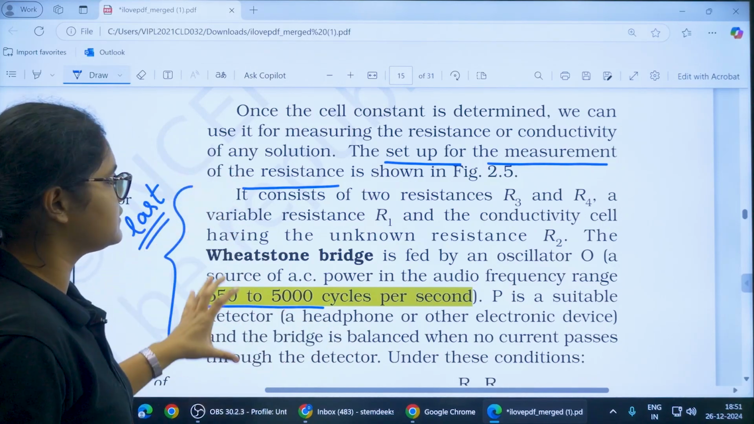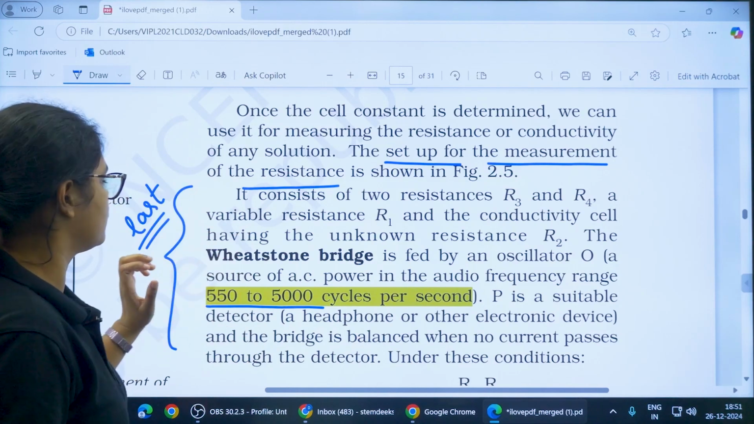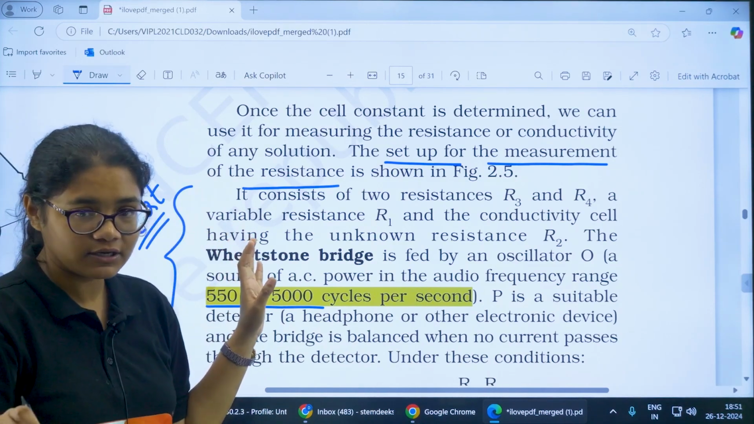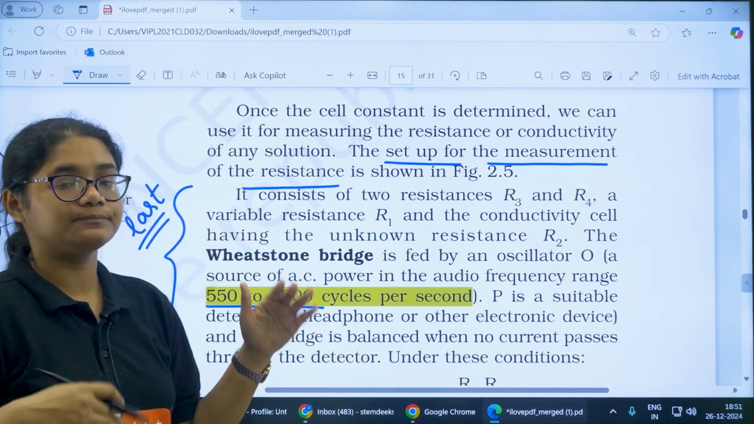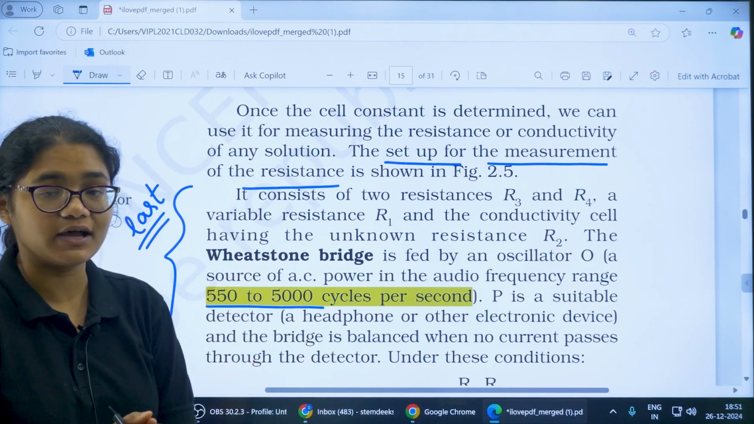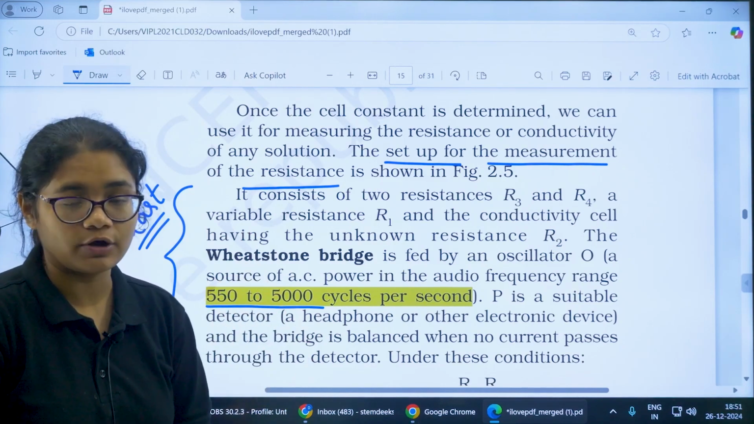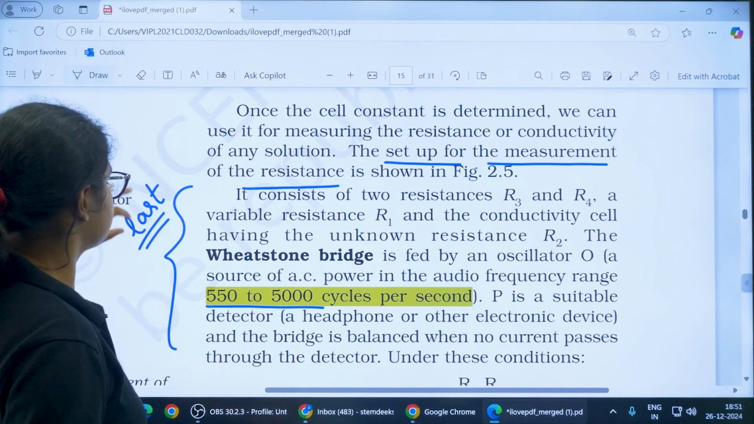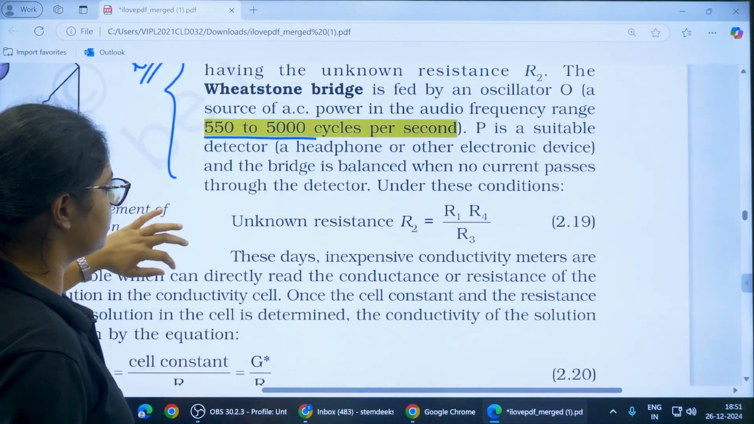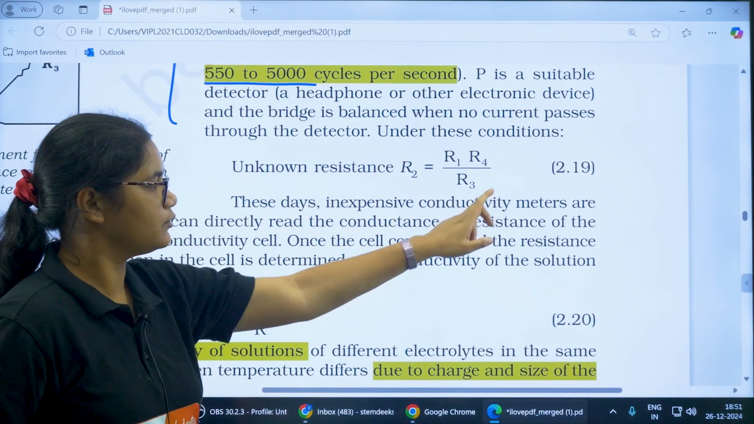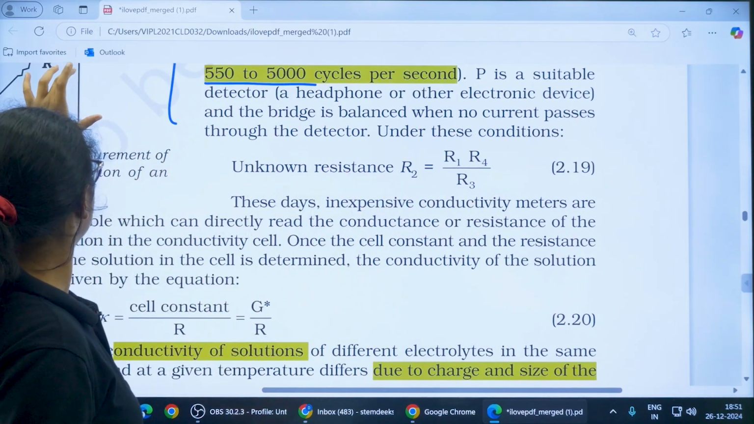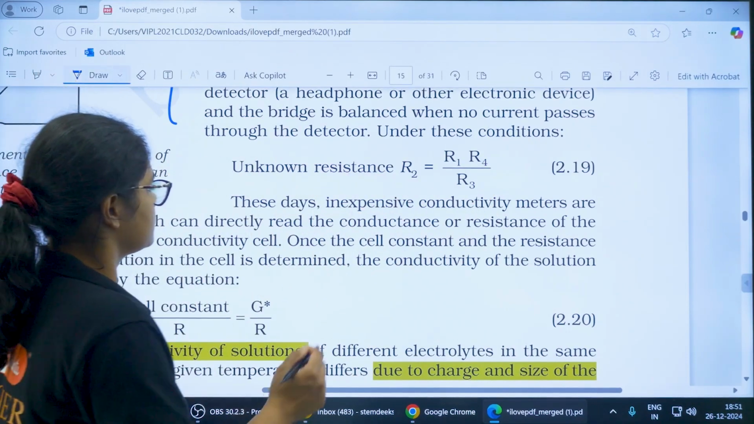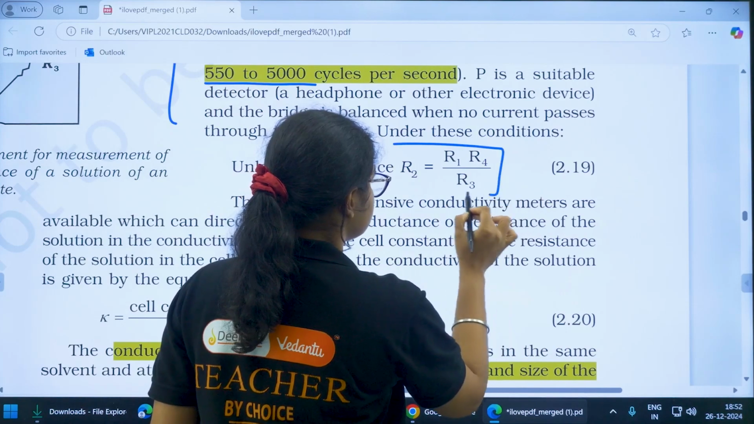So this is regarding how to measure. You write the question: how to measure the conductivity, how to measure the resistance of electrolytes or ionic electrolytes. Regarding that the question is there. Now we will move forward. Here also you can find the unknown resistance. This can be asked as an MCQ here.